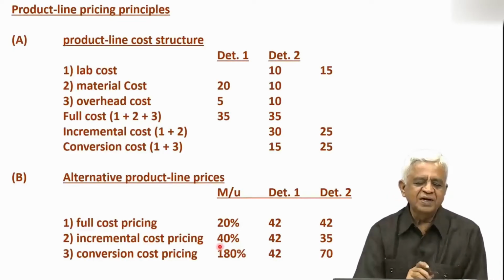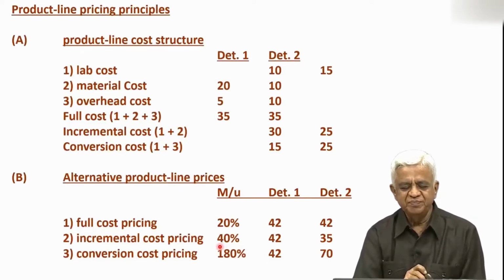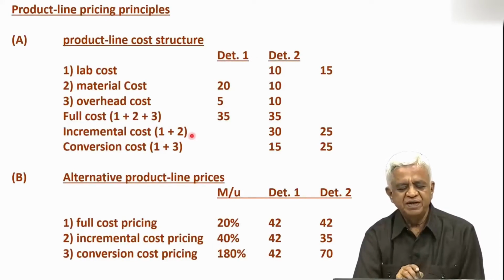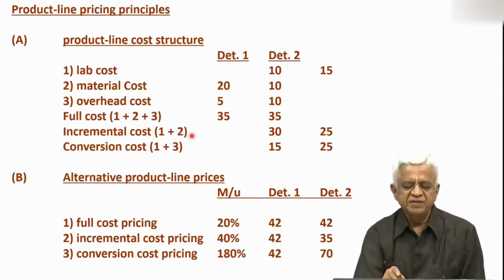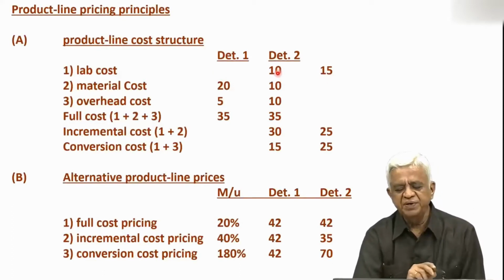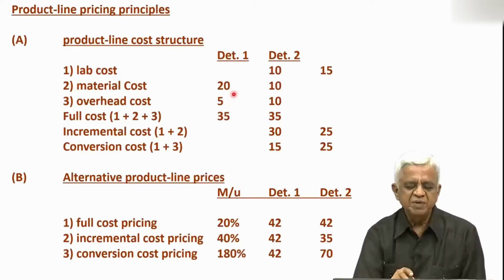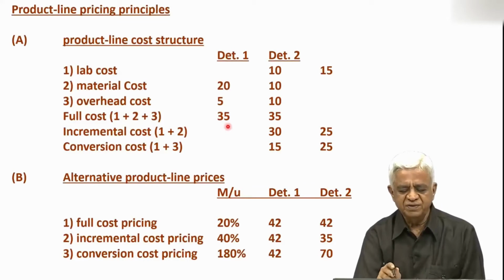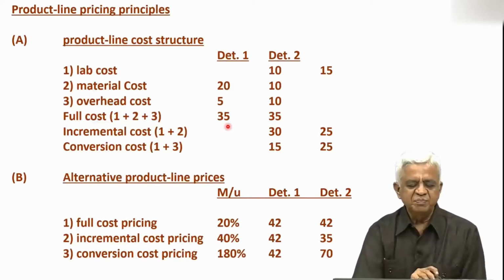A few product line pricing principles. I have taken two detergents. For detergent 1, the labor cost is 10, and for detergent 2 it is 15, let us say. Similarly, material cost, overhead cost, all these costs. Now, what is the method of pricing you can adopt?